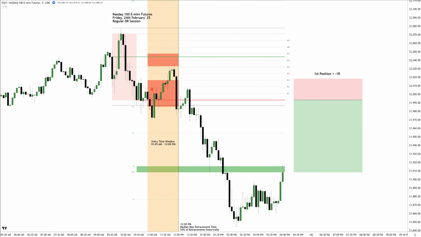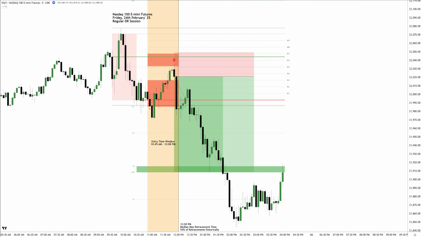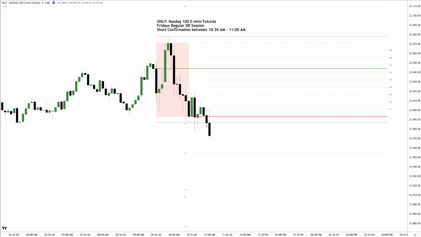Two weeks earlier, another short confirmation in Friday's regular DR session unfolded on the 24th of January between 10:30 to 11 a.m. Here you would have been stopped out with the first position, but the second one was a pinpoint entry ending in a 4R trade or even more, depending on if you would have been filled with a limit order.